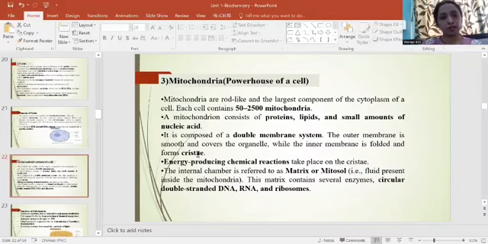Mitochondria. Mitochondria are the rod-like large components of the cytoplasm of the cell. Each cell contains 15 to 2500 mitochondria. They consist of proteins, lipids, and a small amount of nucleic acid. It is composed of a double membrane system. Energy-producing chemical reactions take place in the cristae. The inner chamber is referred to as the matrix or mitosol.